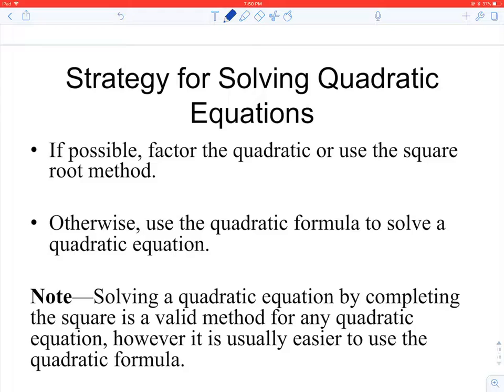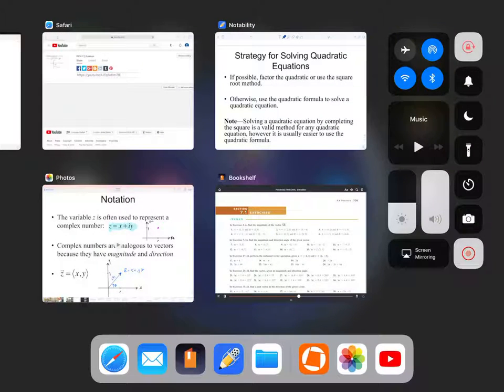Okay, so my strategy for solving quadratic equations: if possible, factor the quadratic or use the square root method. Those are both the fastest methods. And if you can't factor or use the square root method, then you use the quadratic formula, because it'll work every time if there are real solutions. You can also use the completing the square method. It's valid. However, if given the choice between the two, I would rather use the quadratic formula. But on your test, you will be tested on each of these methods, so you do need to know how to do each one.